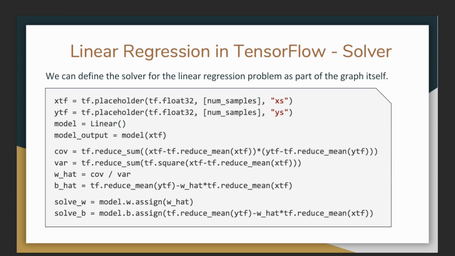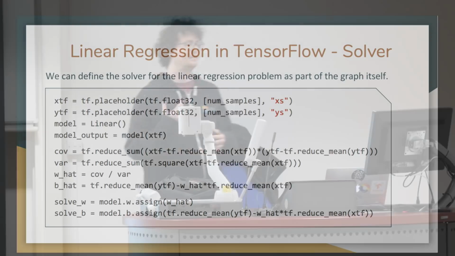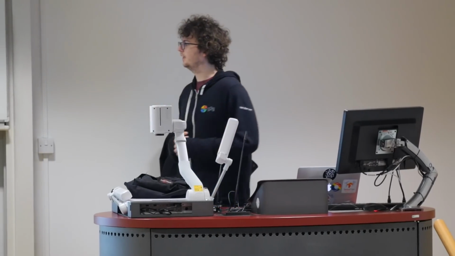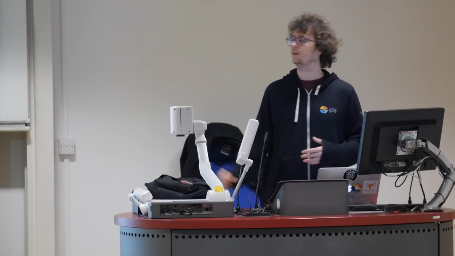Then, always remaining in the TensorFlow graph, we can also define ops that update our model itself. We can define an assign op that takes the variable W and assigns our best estimate for it, and another assign op that takes the variable B and assigns the best estimate for it. If we execute solve W and solve B in a session.run, we will get the solution to our linear regression problem for every given set of input and output pairs.